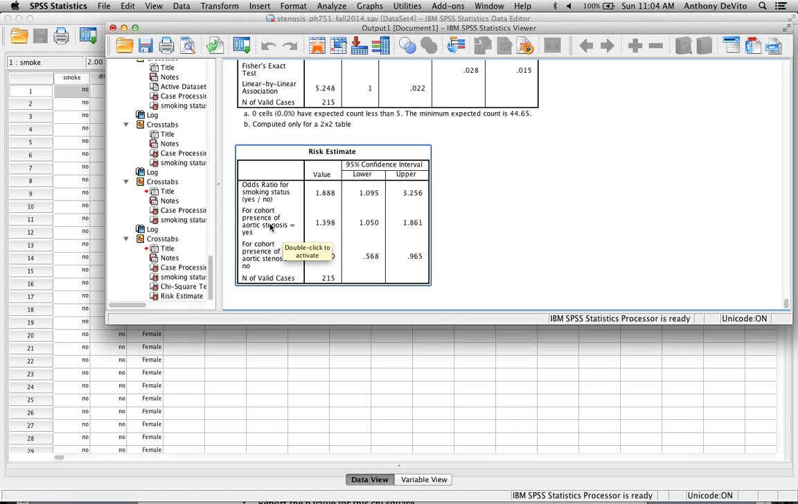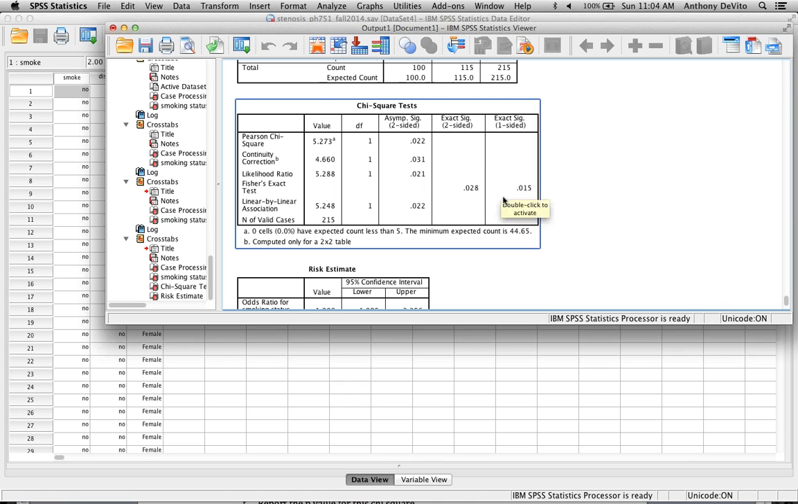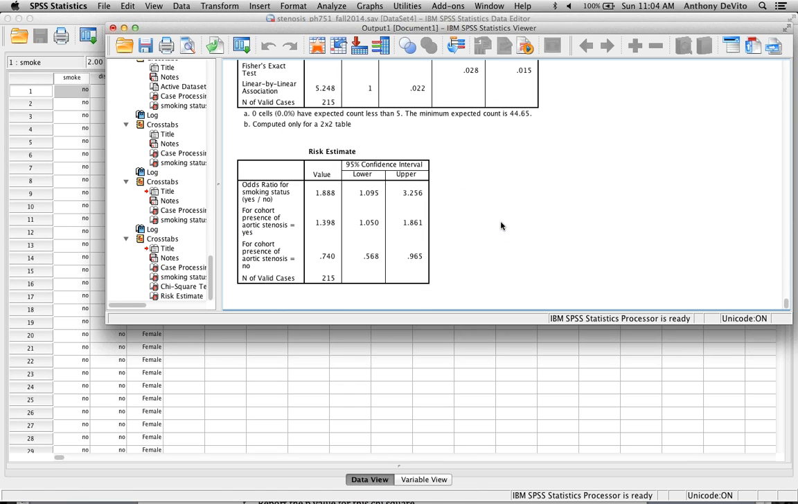Similarly, the risk ratio was 1.398. Let's see if that's different than 1 as far as our confidence interval is concerned. And yes, it excludes the number 1. So all three ways of examining this data, the risk ratio, the odds ratio, and chi-square, agree that we can reject the null hypothesis and say there is an association between smoking and lung cancer.